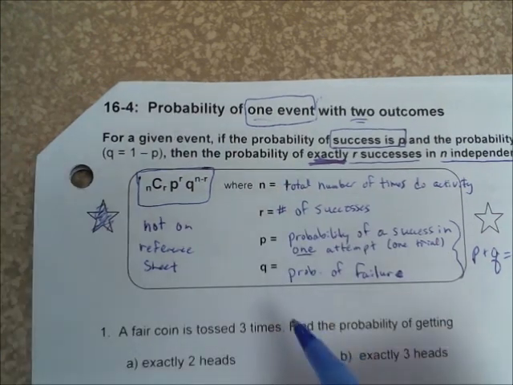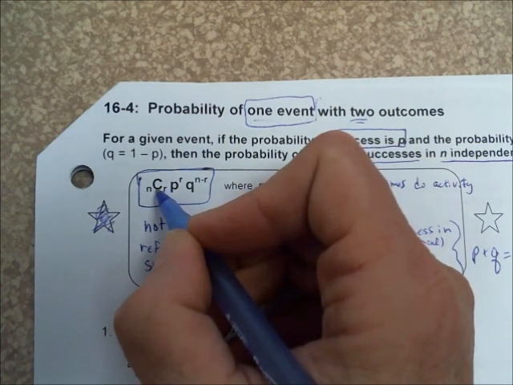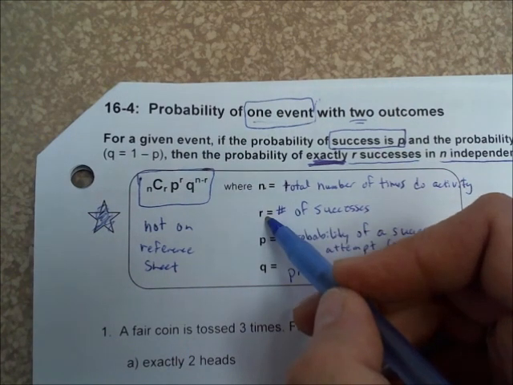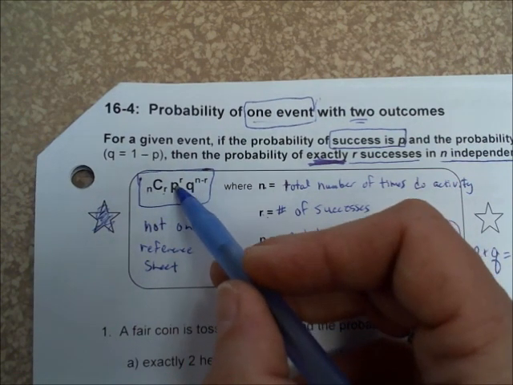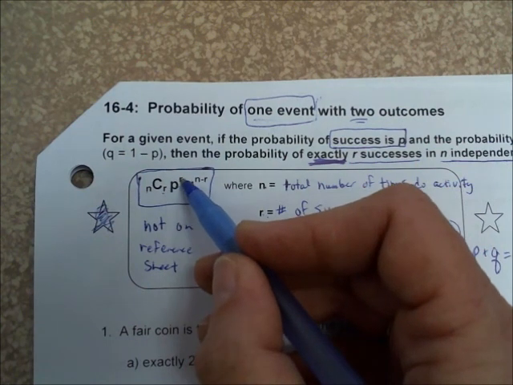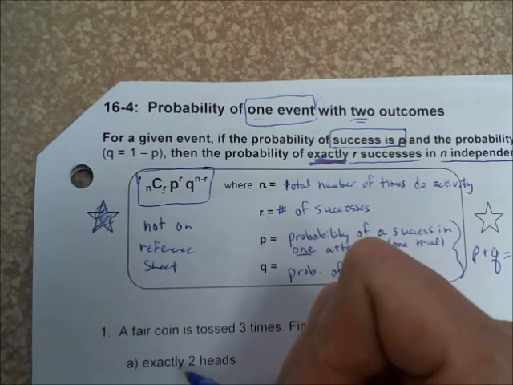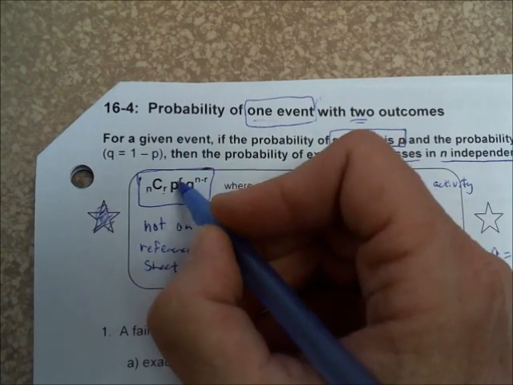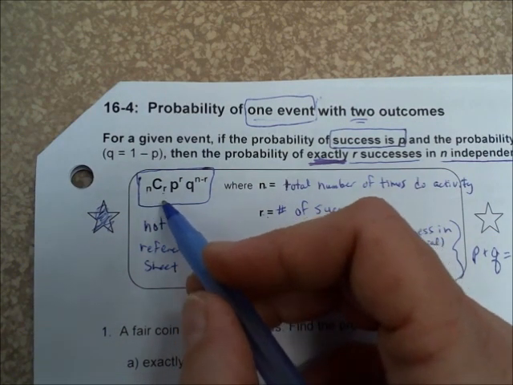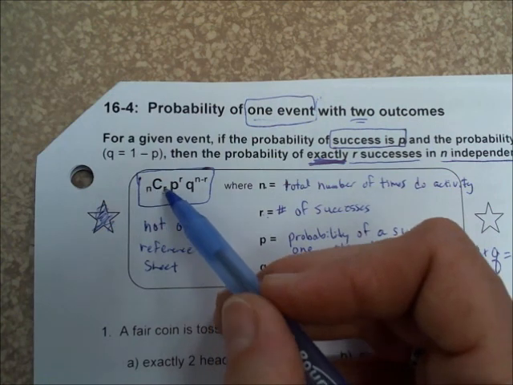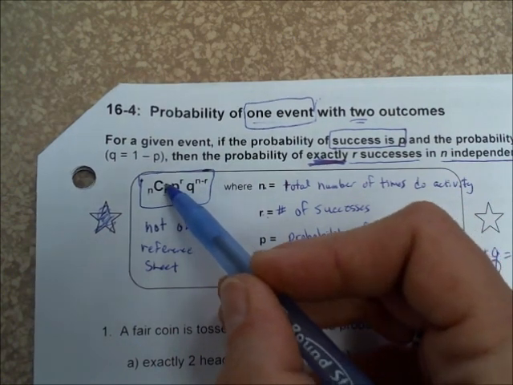And the formula goes like this. NCR, which is combinations, that's the NCR button on the calculator. So whatever this N value is, whatever this R value is, like maybe N is 8 and R is 3, you'd say 8C3. And then P is the probability of a success. You raise that up to the power of R. And then Q is the probability of failure. You raise that up to the n minus r power. So you have a couple of exponents here, and you have an NCR, which is combinations. But we'll be using this formula over and over again during this part of the chapter. NCR, P to the R, Q to the n minus r. All three of these things are multiplied together.